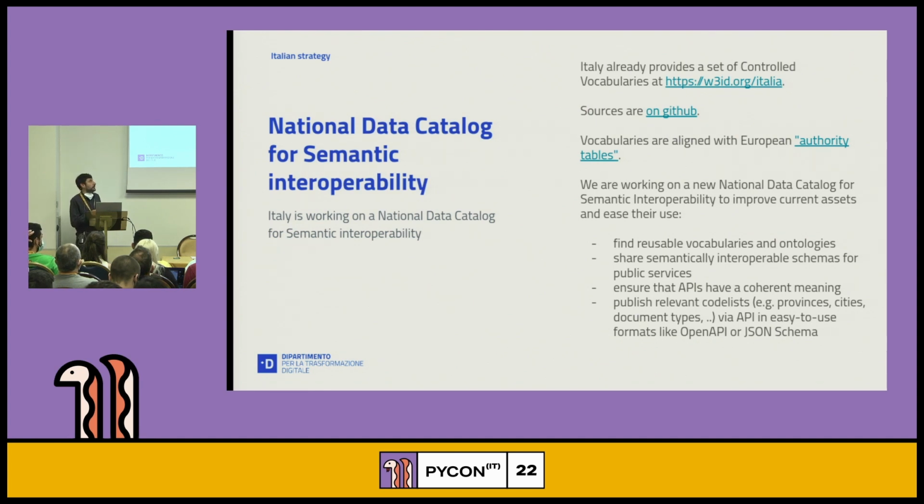And we are now working on this national data catalog for semantic interoperability, where you will be able to find reusable vocabularies and ontology, because maybe you don't know anything about ontologies. You will be able to look, for example, for person or school, and you find all the vocabularies related to school or to people or to provinces of the various ecosystems that you have in the API world. You can share semantically interoperable schemas. So agencies will provide standardized schema that you can reuse if you have to interact with other public agencies.